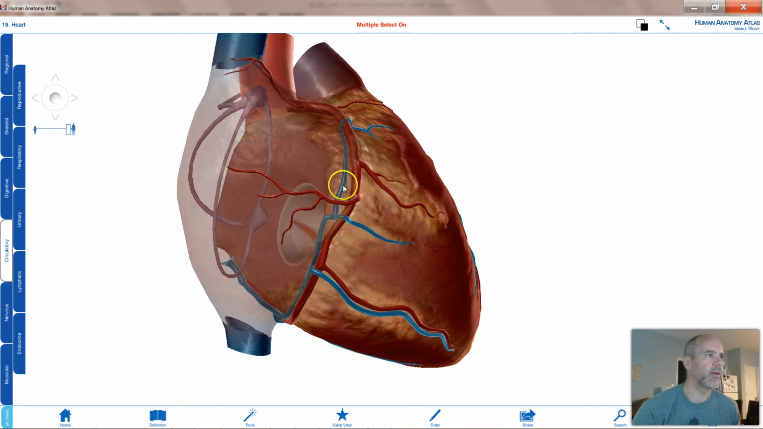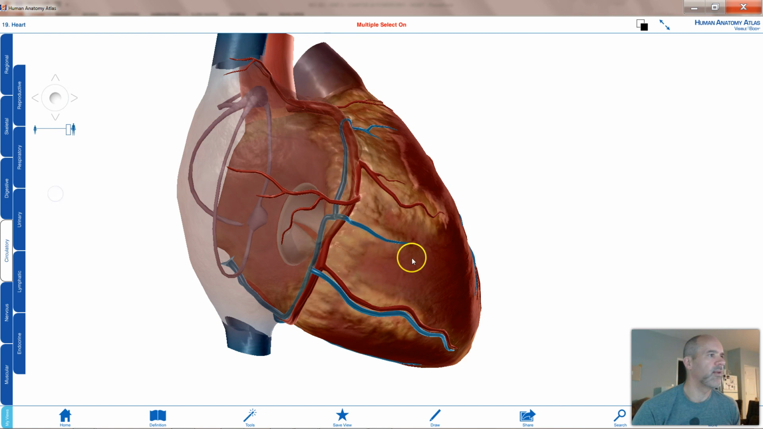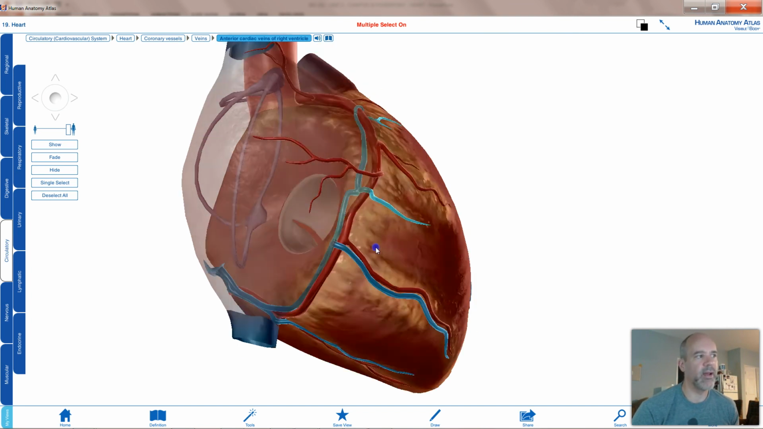All right, let me deselect those. Deselect all. Okay. Now you also, of course, have deoxygenated blood coming from these portions of the heart as well, over on the right-hand side. And so you've got a vein there and a vein there, and they're connecting into this vein. And those are just referred to as anterior cardiac veins of the right ventricle. And you're going to have some individual variation from person to person there. So you actually don't have to be able to identify those.